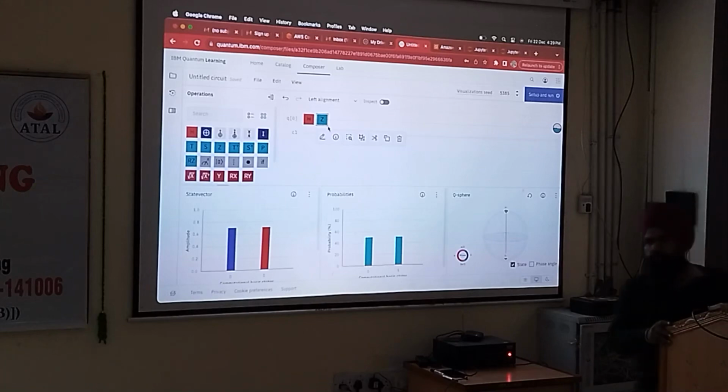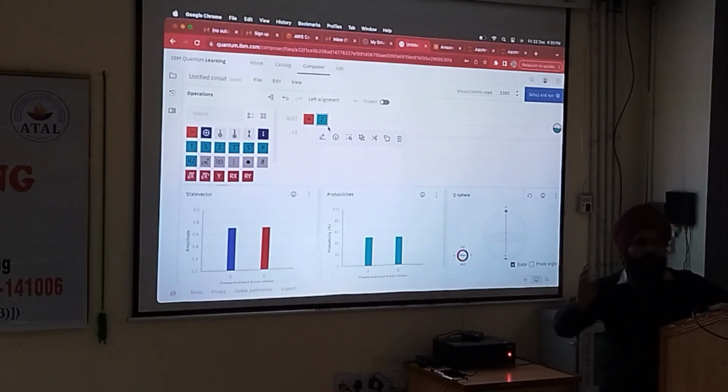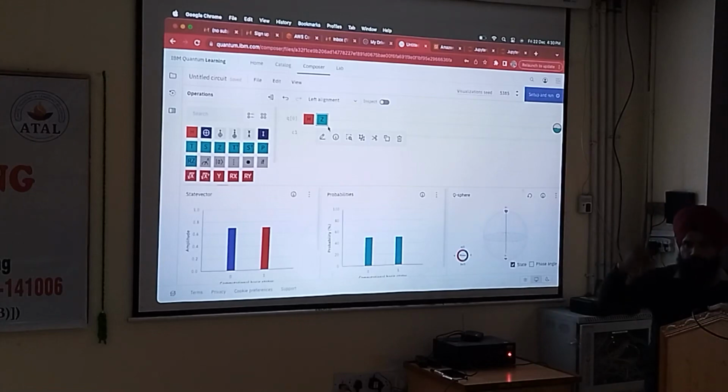The next question is 0 minus 1. That is about the second equation. First is 0 plus 1 and the second is 0 minus 1. This is the second equation, where it changes the phase.